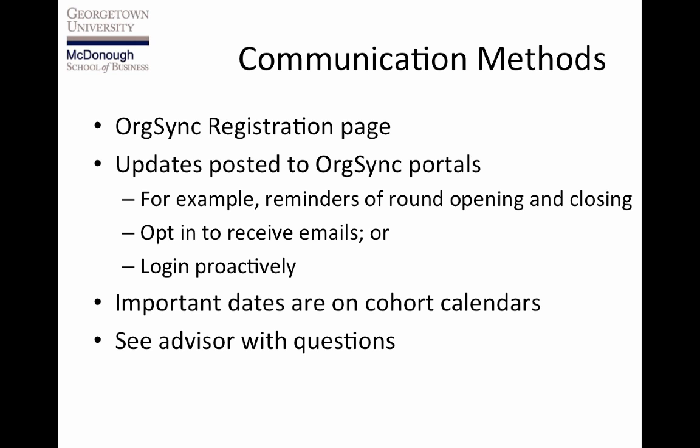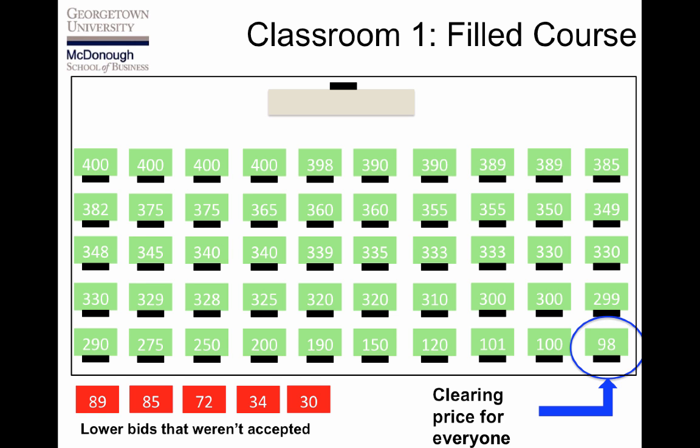We won't be sending any other emails regarding the beginning and end of each bidding round, so do opt in in OrgSync if you want to receive those messages directly in your inbox. Otherwise, you can log in to OrgSync proactively and look at those reminders in the feed. The important dates are also loaded into your cohort calendars. And of course, as I just said, you can see your advisor with any questions on the bidding system, course selection, or anything around that.